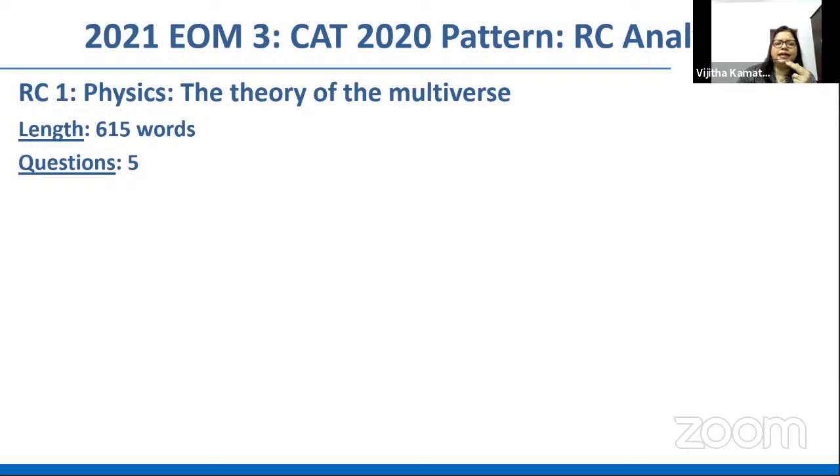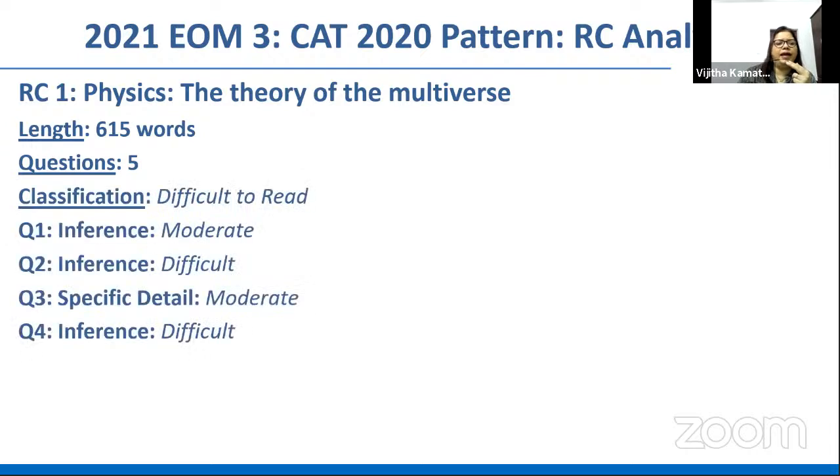Add to that, it had 615 words and four questions, not five, four questions. You'll find that two of those questions were quite challenging, the two inferences. The other two were okay, could have been done. But the whole idea of this passage was that it's a lengthy one, slightly difficult to read.